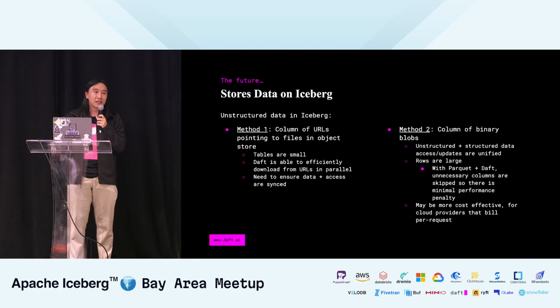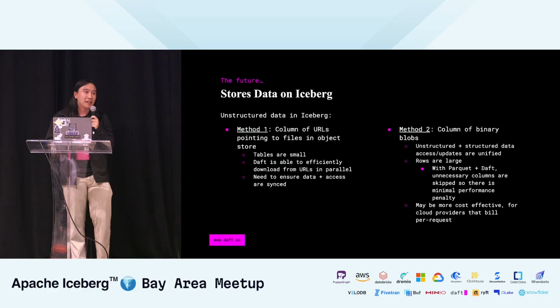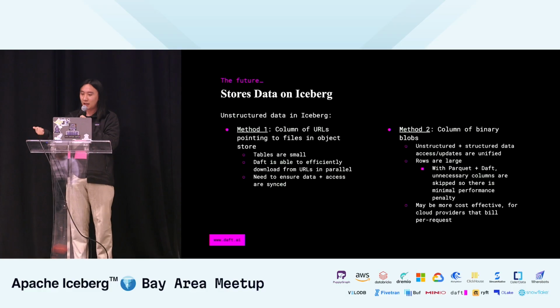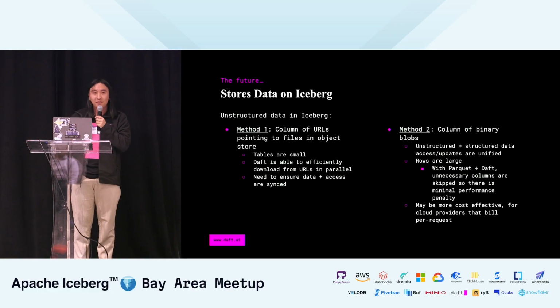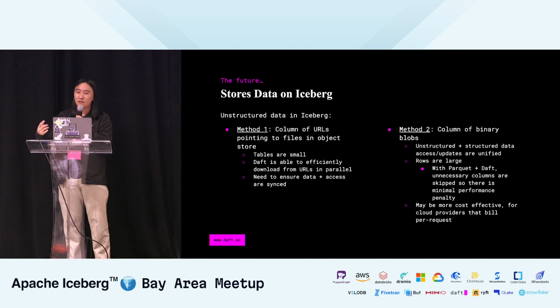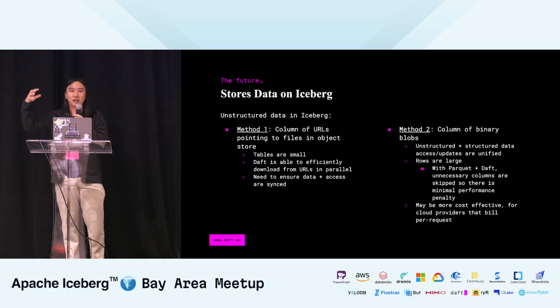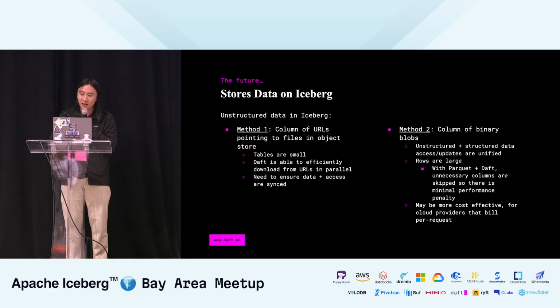But with Daft's query optimizer and Daft's Parquet reader, the unnecessary columns are not actually read when you don't need them. So if you're only reading, say, the tabular data and not the unstructured data with Daft, and with several other engines, there's not a significant performance penalty here. And finally, it may be more cost-effective, because for some of the major cloud providers the pricing is per request, right? If you're storing URLs, you have to make one request per URL, which is relatively costly. But if you're storing them in your tables, one request will read multiple rows. And so you save a little bit on cost.